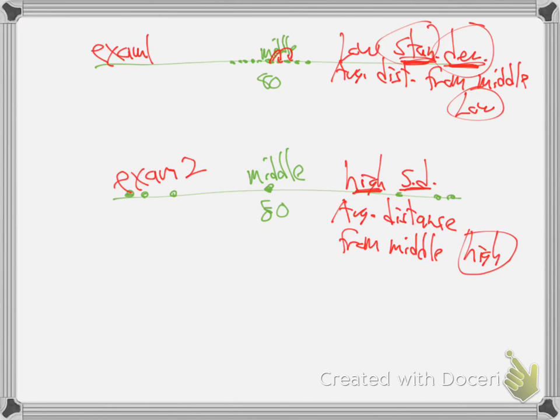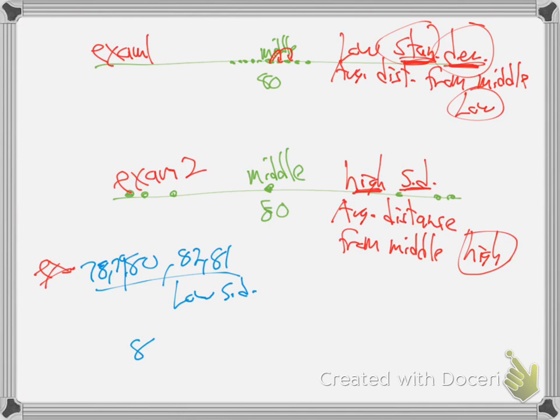Just average distance from the middle. That's standard deviation. So for example, what if I was to give you a data set in which the numbers were like, let's say the middle is 80, and this is 78, 79, 82, 81. They're all, that would be a low standard deviation.